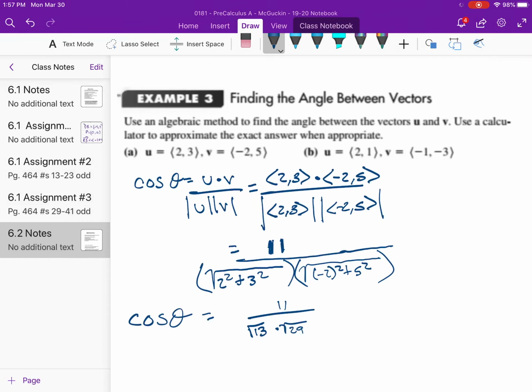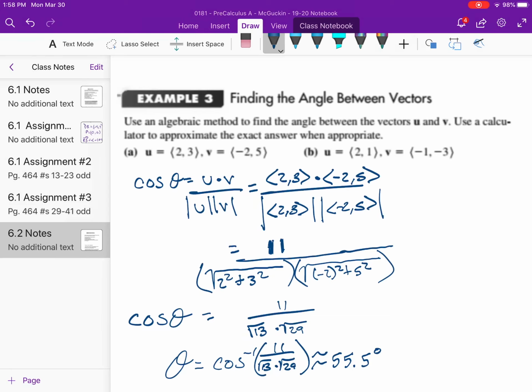Now remember, this was all just cosine of theta. So this is not a final answer. This is not an angle. We have to find that theta is going to be the cosine inverse of 11 over the square root of 13 times the square root of 29. You can substitute all of 11 divided by square root of 13 times square root of 29 in your calculator. Just make sure you use the appropriate parentheses there, and you will roughly get about 55.5 degrees, and it does fit that it is between 0 and 180 degrees.